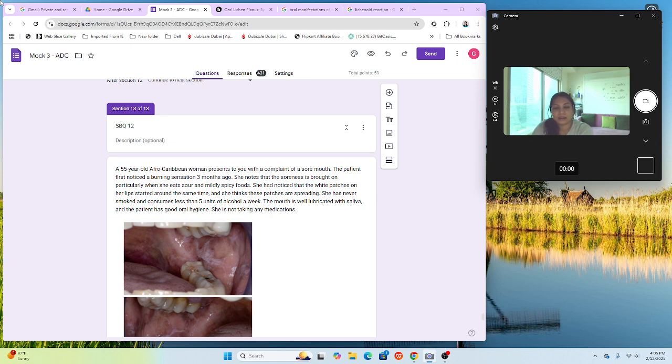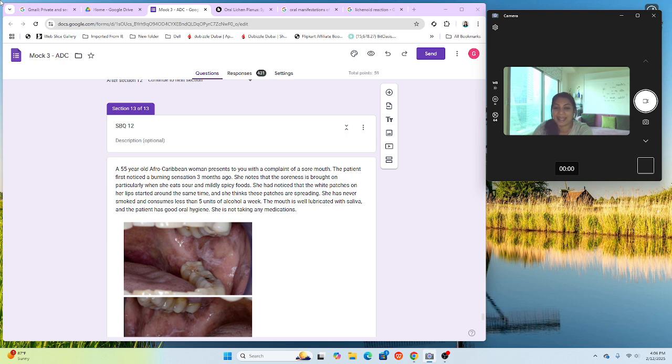She notes that the soreness is brought on particularly when she eats sour and mildly spicy foods. She had noticed that white patches on her lips started around the same time, that's 3 months ago, and she thinks these patches are spreading. She has never smoked and consumes less than 5 units of alcohol a week. This is an important history because it rules out nicotine. The mouth is well lubricated with saliva, so she doesn't have a dry mouth, and the patient has good oral hygiene, so cavities are not there.